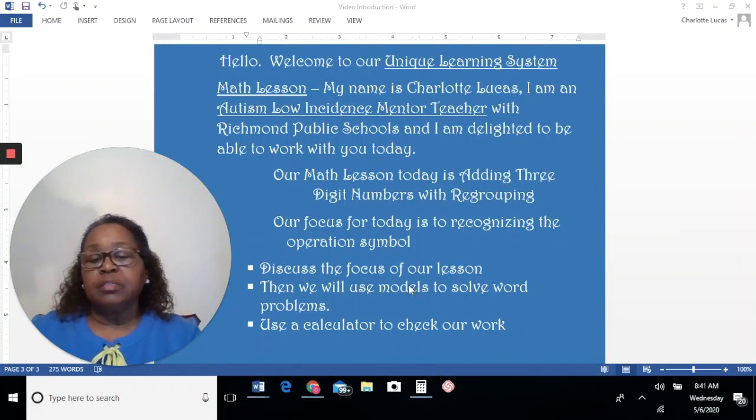I am an autism low incidence mentor teacher with Richmond Public Schools, and I am delighted to be able to work with you today. Our math lesson today is adding three-digit numbers with regrouping.